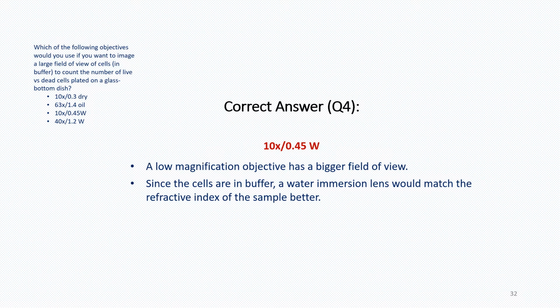Now you would want a low magnification objective so that you'd have a bigger field of view. That would be the 10x objective. And since your cells are in buffer solution, a water immersion objective would provide the optimal image quality. So your answer should be 10x 0.45 water immersion objective.